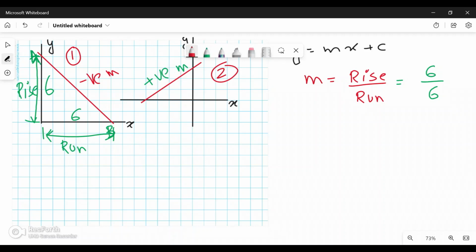So it means in our first part, this rise over run ratio will be negative 6 over 6. So your final answer will be negative 1, because 6 divided by 6 will give us 1. If I cancel these two, you will get negative 1 as your final answer. So this is the value of gradient.